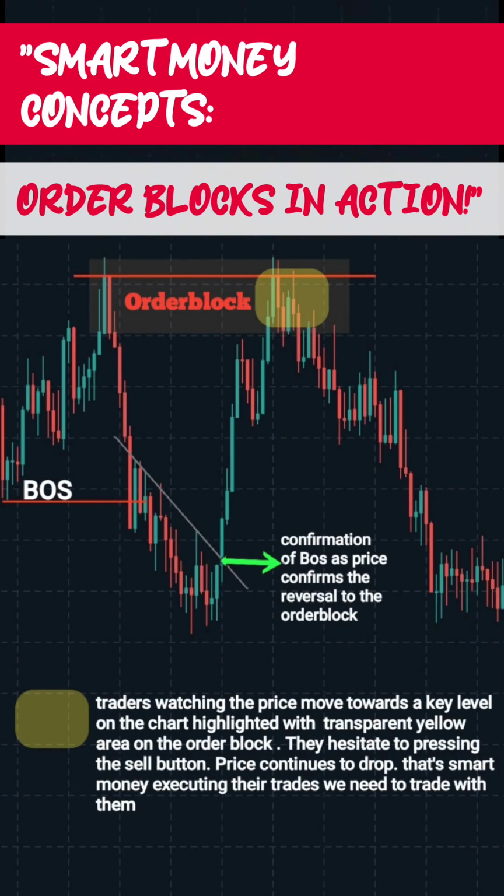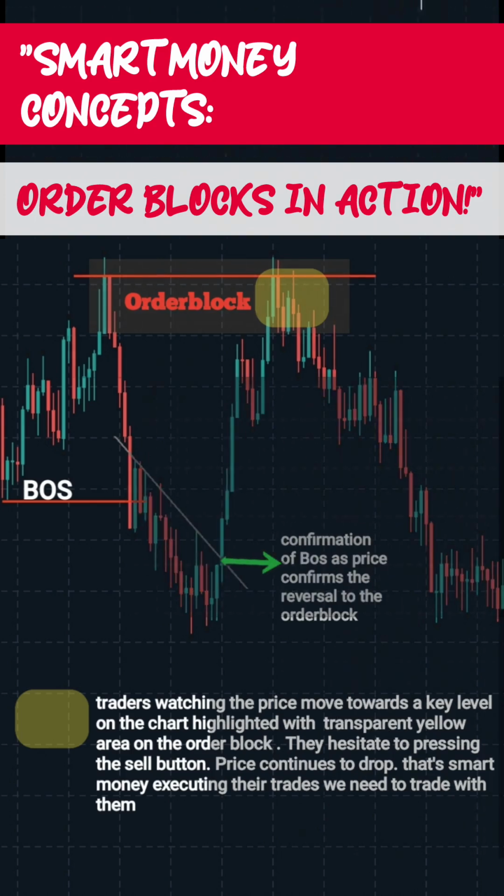Ever feel like you're about to make a perfect trade, but just as you pull the trigger, the market turns around? You know, those moments when you're right about the direction but wrong about the timing. Well, let me tell you, timing is everything when you're trading smart money concepts.